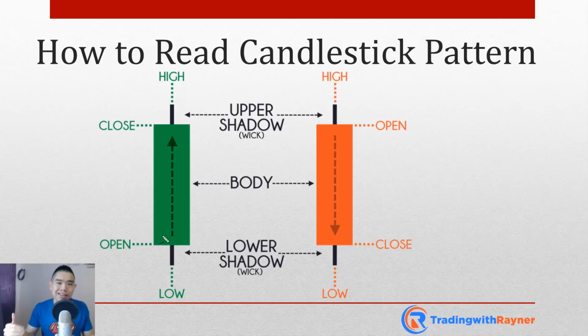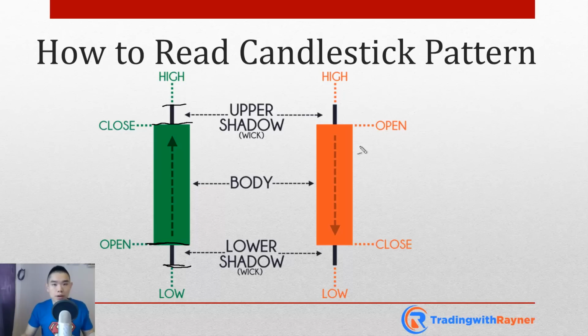When you see a green candlestick, it means that the price has closed higher for the session. So you can see that this is the opening price at this line over here. This is the opening price. This is the closing price. And when you see this black shadow over here, we call this a wick. This is the upper wick. This is the highs of the session. And this over here is the lows of the session.